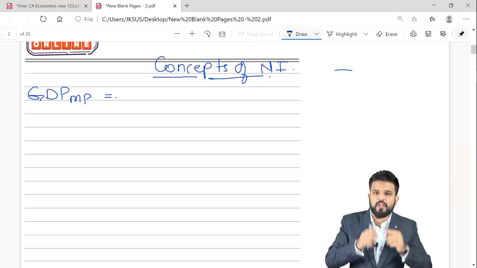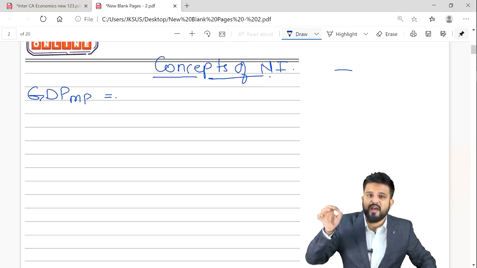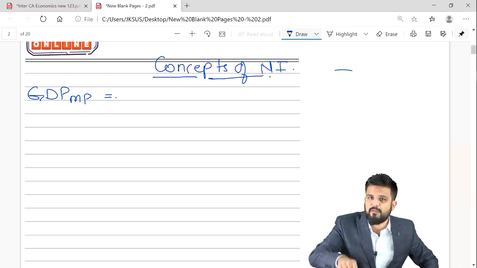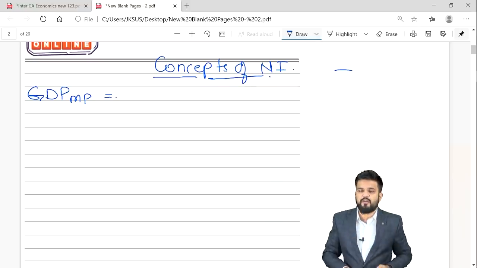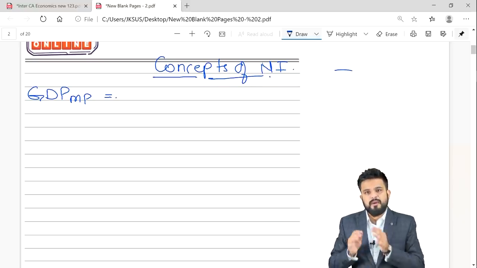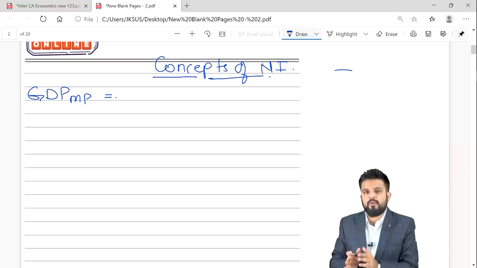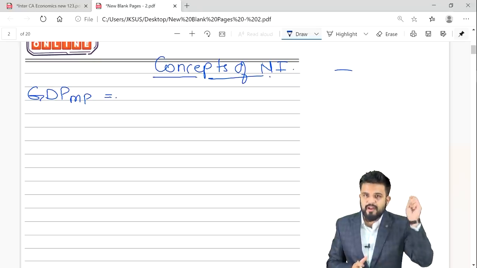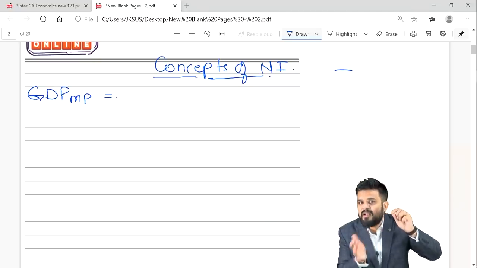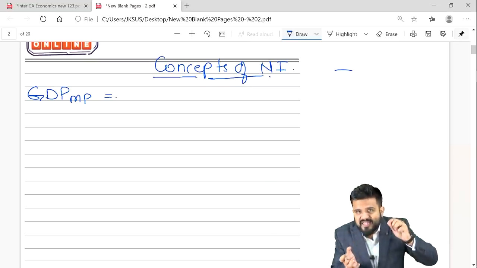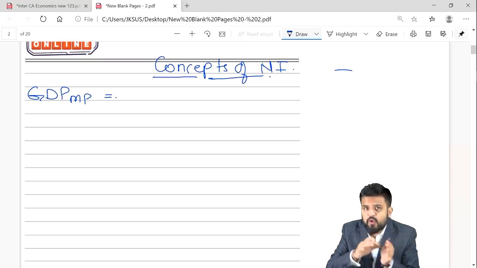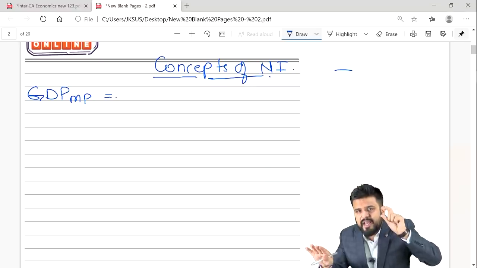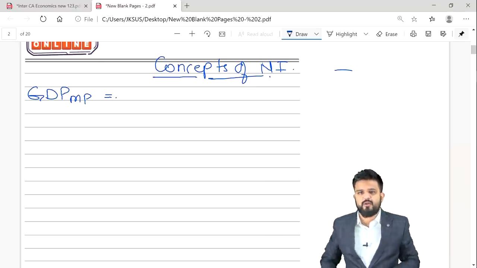But just for your knowledge purpose, from 2015 onwards, our government calculates national income and GDP as per market price, not as per factor cost. That is just for your information. But from our syllabus point of view, you give more importance to FC rather than MP. So last time I will repeat, market price is nothing but the MRP. It includes indirect tax, excludes subsidy. But if you want to go to factor cost, so from market price, you remove indirect tax, you add subsidy, you get factor cost.